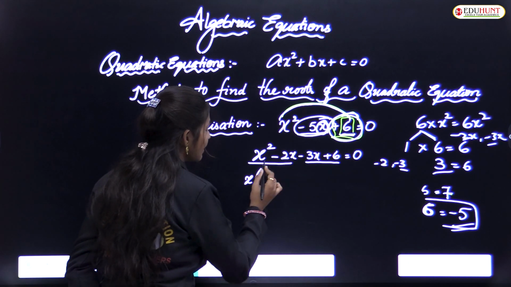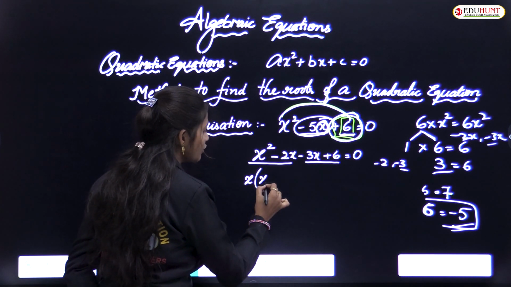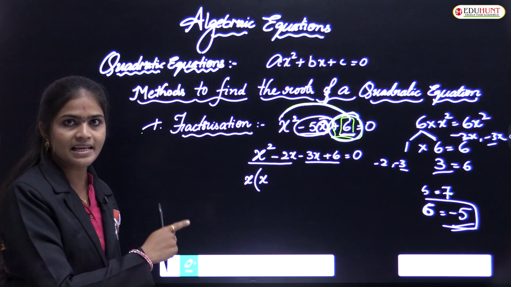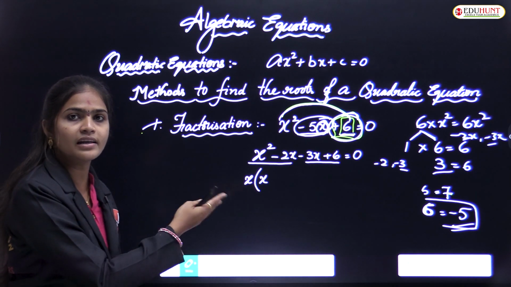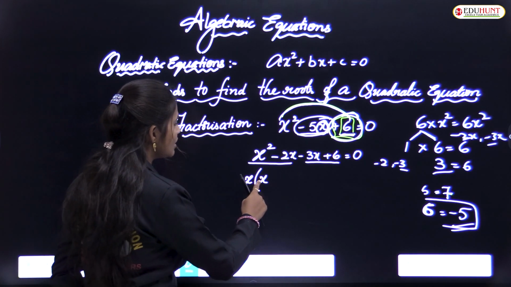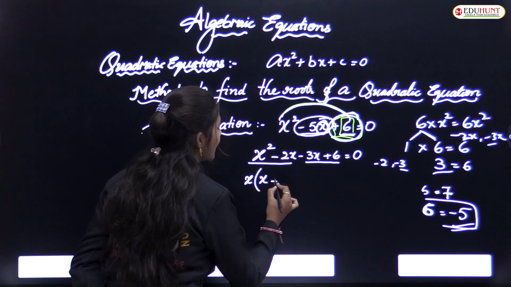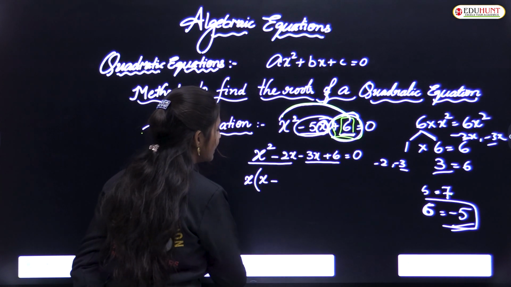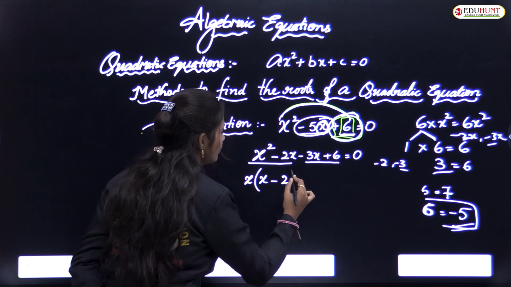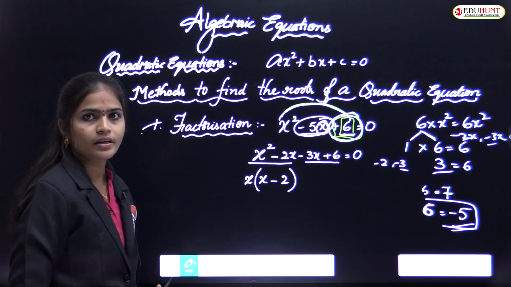Now, 1x we already took, so 1x is left over. 2 times x is there; 1 time we took out, so another 1 time is left over. So that's why we wrote here minus, here 2 into x, already we took x as common. So x minus 2. Clear?